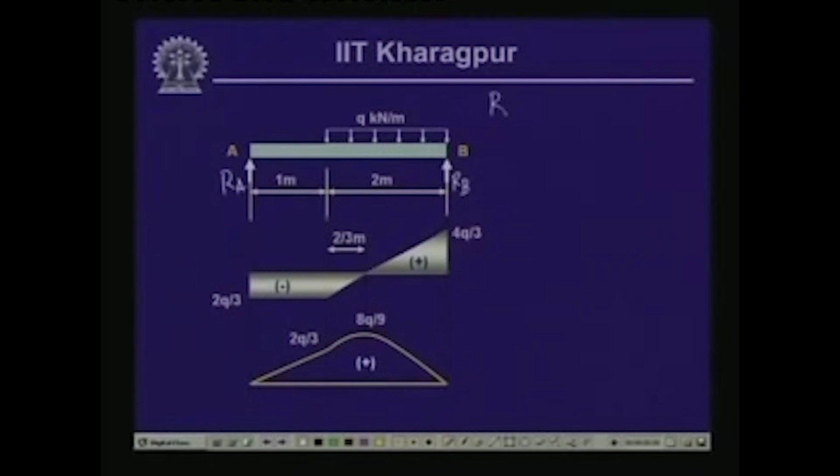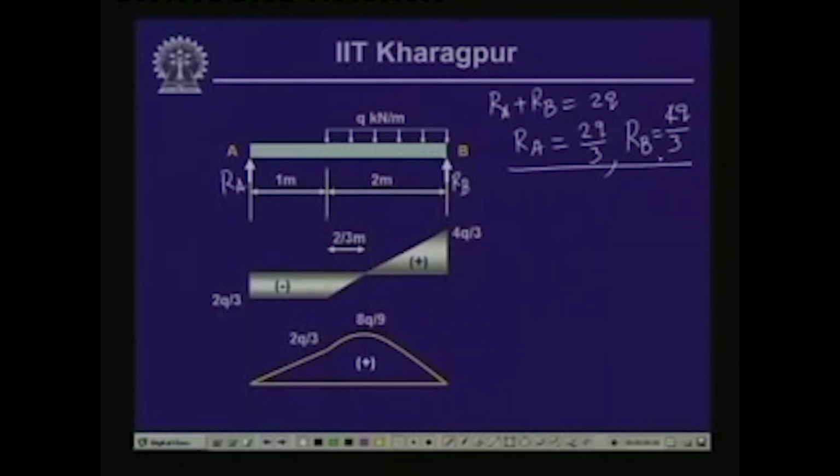Now, RA plus RB is equal to the vertical load, which is twice Q, and if we take the moment of all the forces with respect to B, we can get the value of RA, which is twice Q times 1 divided by 3. So, this gives us 2Q by 3, and correspondingly RB is equal to 4Q by 3. So, these are the values of the reactive forces.